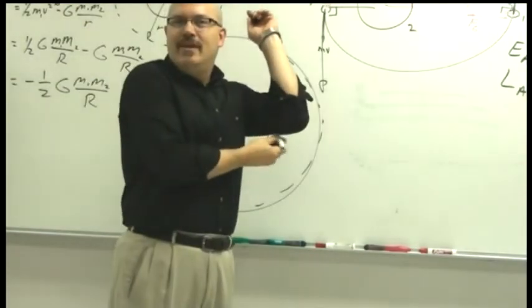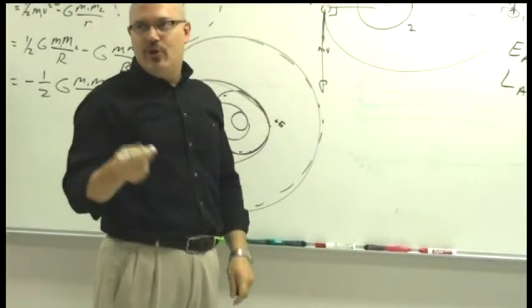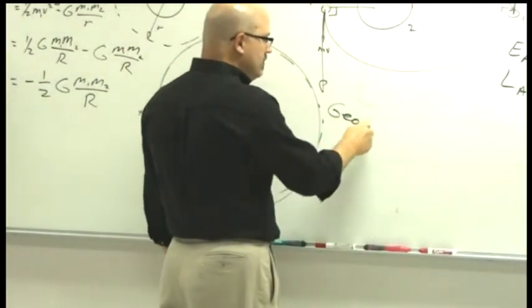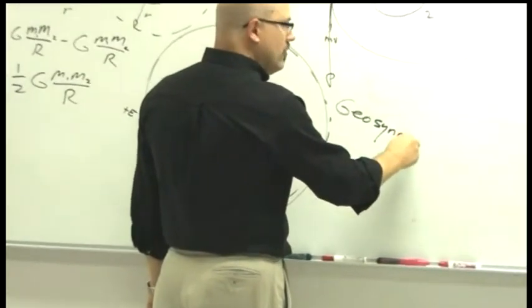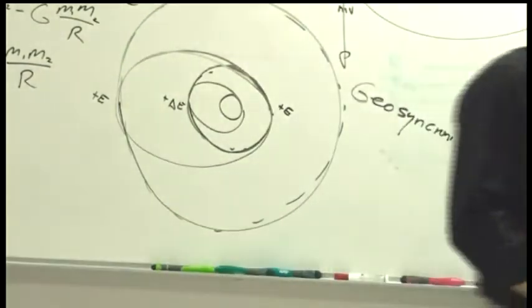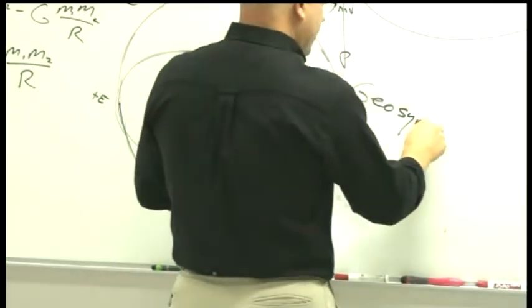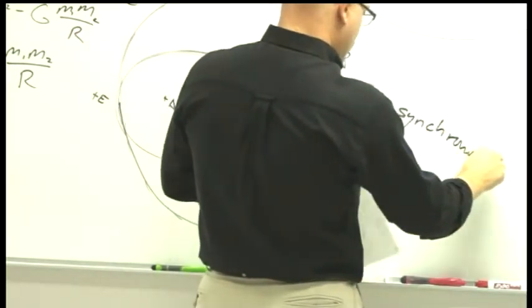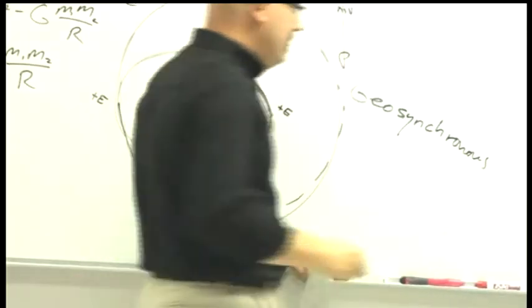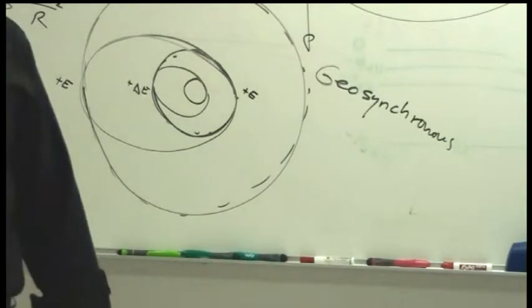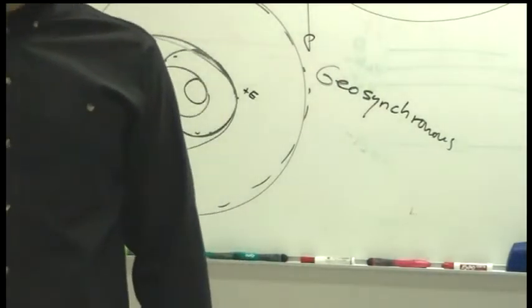All right? Now, this orbit way out here is a very special orbit for the planet Earth. It's called geosynchronous orbit. Geo, remains in the same spot. Synchronous. Geosynchronous orbit is an orbit where the satellite is over a certain spot on the planet all the time.